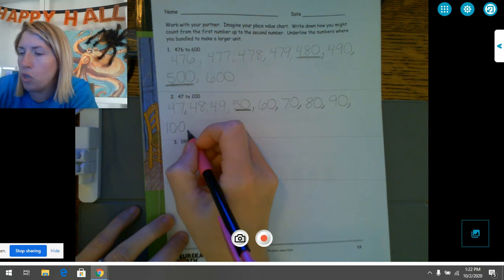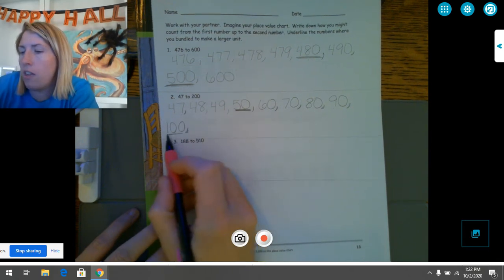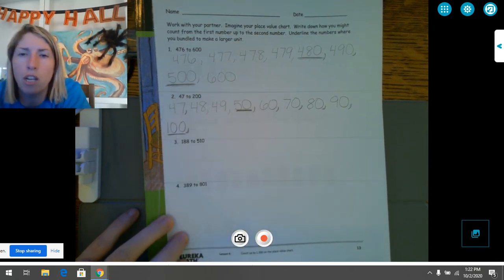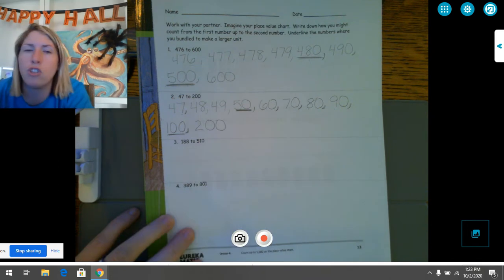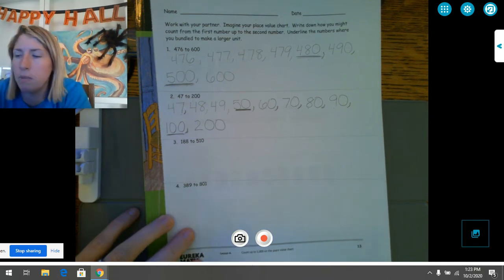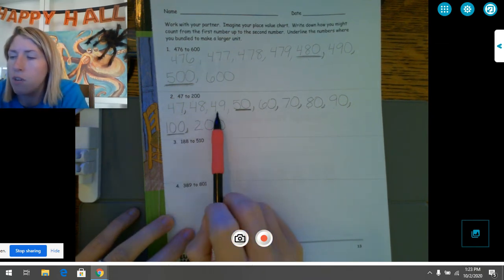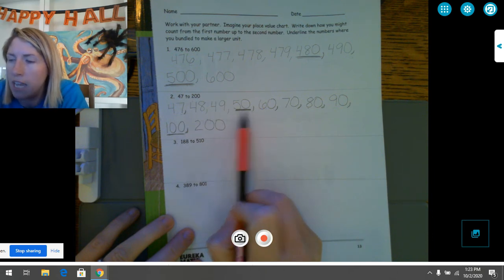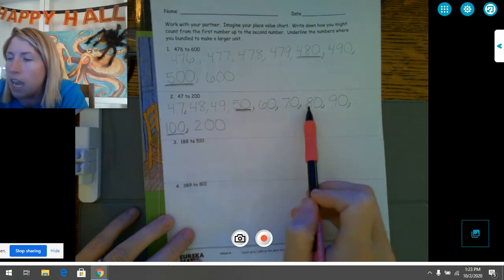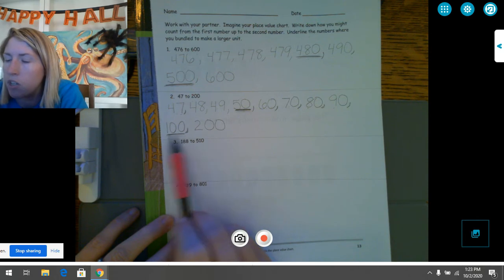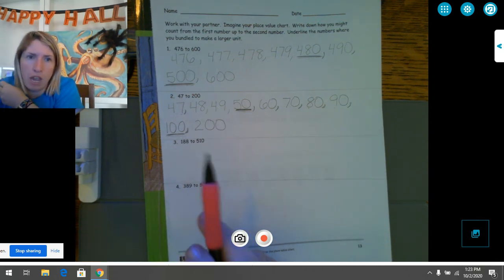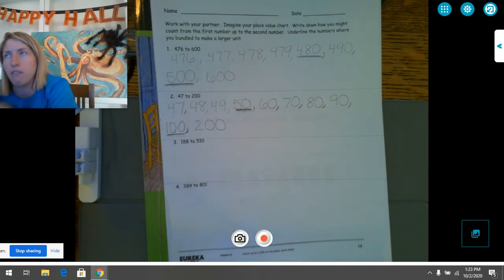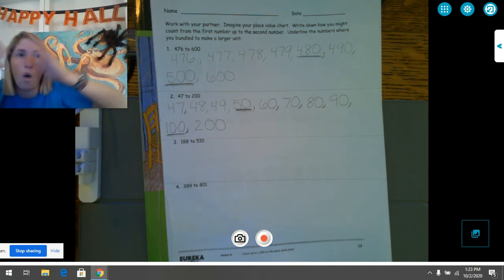Okay, and I'm trying to get to 200. So now I'm going to underline that 100 because I'm going to switch and start counting by hundreds now. So I had 100. I'm going to count by hundreds, and I get to 200. So we counted by ones first, 47, 48, 49, 50. We switched to tens, 60, 70, 80, 90, 100. We switched to hundreds, 200. Isn't that a lot faster than saying 47, 48, 49, 50, 51, 52, 53, 54, 55, 56, 57, all the way up to 200?